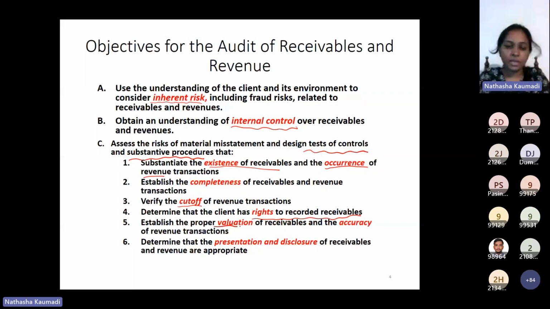So you need to take the net realizable value, and deduct the impairment, that means allowance for doubtful debts, bad debts and everything. So the valuation should be correct. And then the accuracy of revenue. All these transactions should be in correct value, accuracy. And then determine the presentation and disclosure.